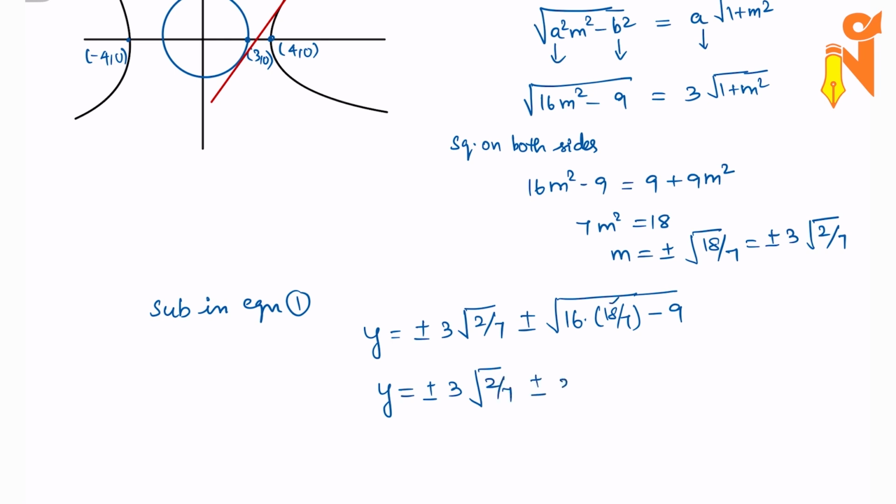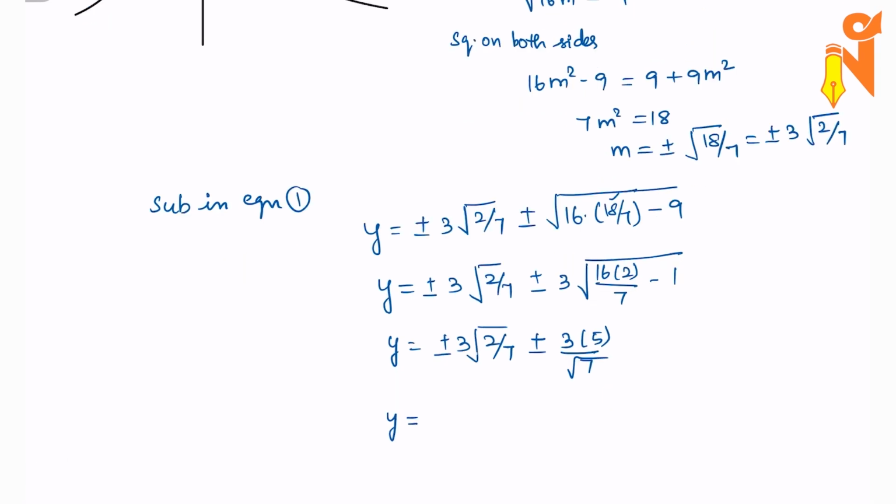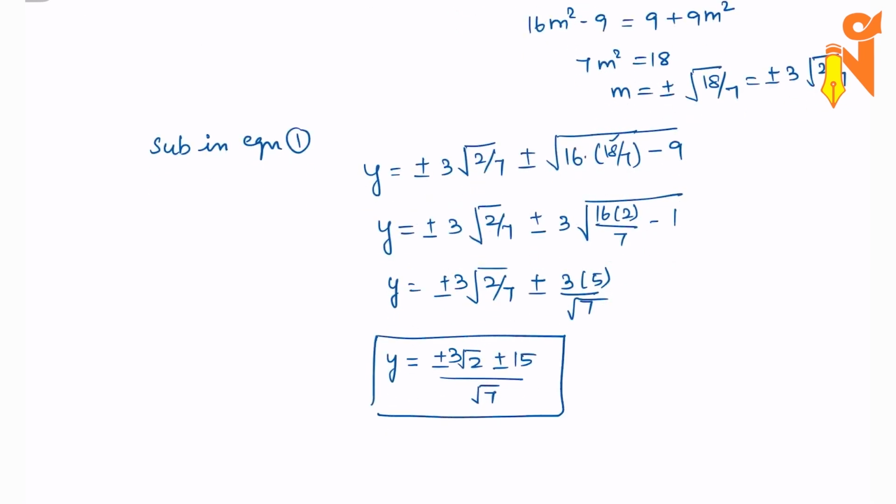I can take 9 out. It will be 3 times root over 16 into 2 by 7 minus 1. Y is equal to plus or minus root over 2 by 7. 3 into 32 minus 7, it will be into 5 by 7. 5 by root 7. So you will get y is equal to plus or minus root 2 plus or minus 15 by root 7. So if you see, this is the equation of tangent.